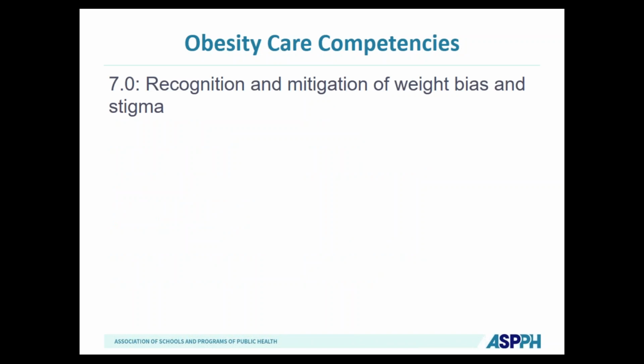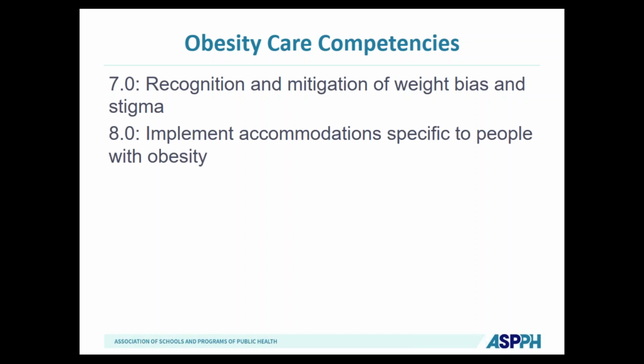Then we're going to move on to other obesity competencies, which includes the recognition and mitigation of weight bias and stigma. For those of you familiar with the Harvard IAT test, obesity has as much stigma and bias as both gender and race. And it really does impede the care that people with obesity have.